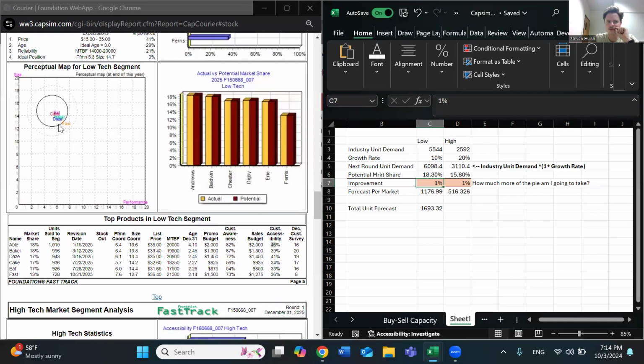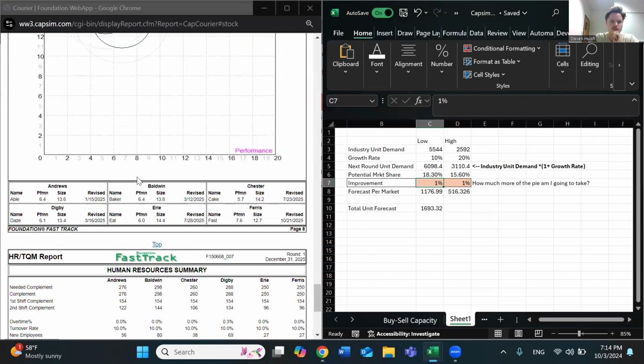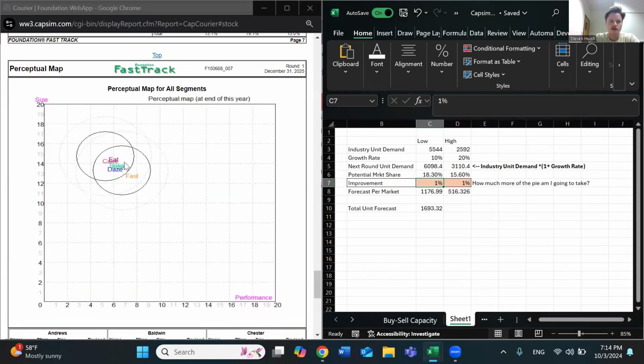What that means is, if you look at this perceptual map right here, these two circles move down and to the right every round. Your products stay in the exact same place. So if we take Fast into account here, and Fast doesn't move at all, these circles are going to move down and to the right, and Fast is going to comparatively move up and to the left. So next round, Fast might be in the middle of the circle, which means it's moving further away from the high-tech ideal, and it's moving closer to the low-tech ideal.